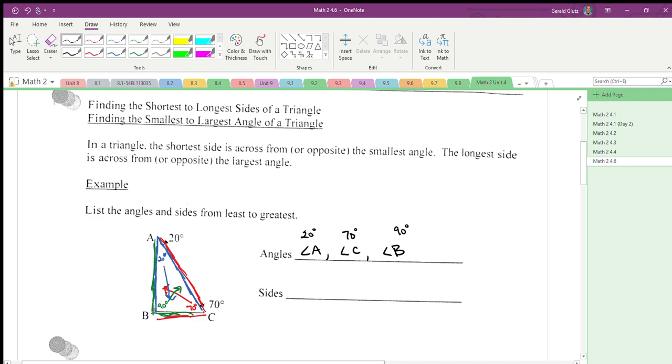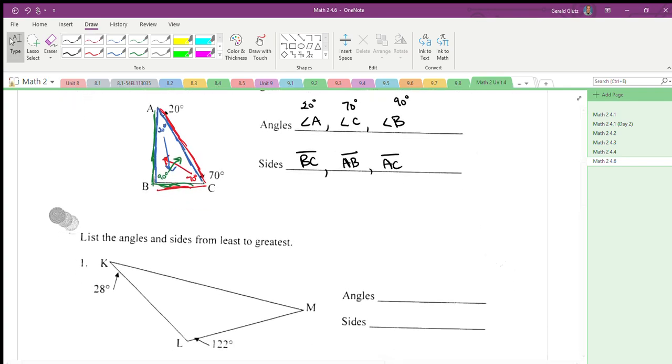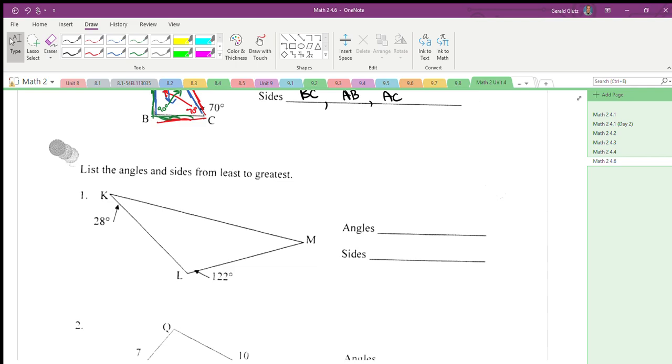So then as far as the sides go, the opposite side of angle A is BC, so that's going to be the smallest side. The opposite side of angle C was AB, so that's the second smallest. The opposite side of angle B is AC, so that's the biggest or the third smallest. So that's pretty much all we have to do for these first few things. So number one, list the angles and sides from least to greatest.